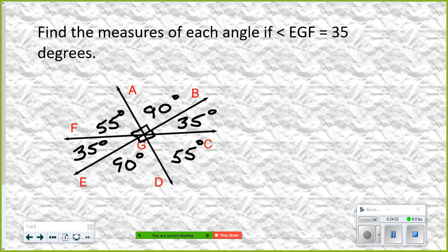No, because I just made up these numbers and it's not actually drawn to scale. We won't be using protractors. So questions on that?